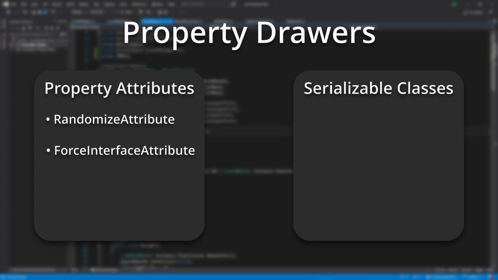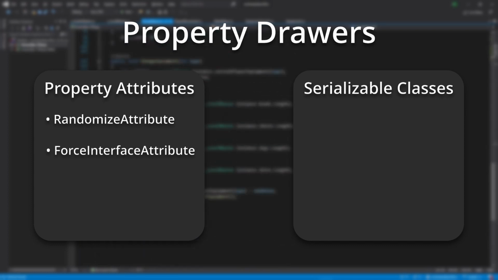In the next video, we'll have the more practically useful example of making an attribute that allows one to assign an interface in the inspector. The third video will be about how property attributes behave in arrays. We'll make an attribute that forces an array to display according to a given enum. But now let's get going with our first example.